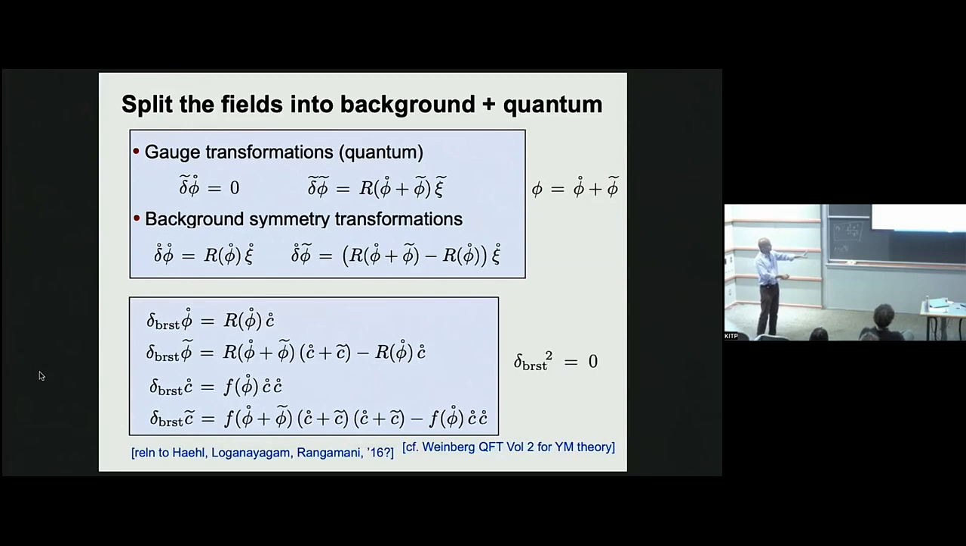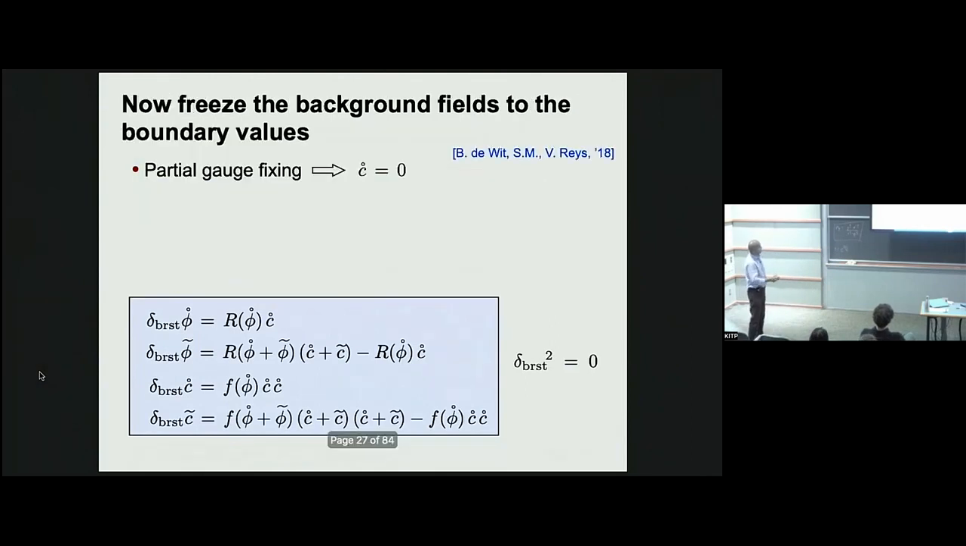But in Weinberg's textbook, for instance, he introduced two sets of ghosts, and in the very next page, he puts the background ghost to 0. He doesn't utilize the full power. But anyway, you can do this, and because there's a closed algebra, you have the usual BRST variation.